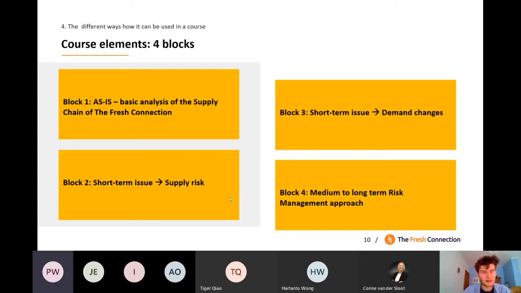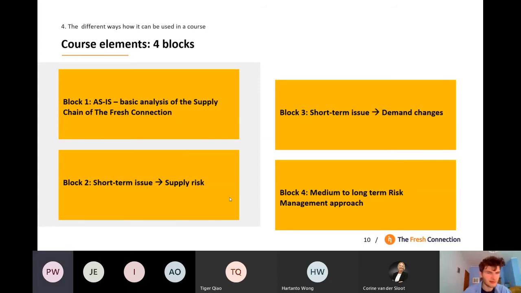Now let us briefly look at the 4 blocks that this teaching case consists of. I think it's quite nice to have this overview, to know that it consists of 4 blocks, because then you can also consider to only use part of the teaching case, so only use block 1 and 4, or only use block 1 and 2, whatever you prefer in your course. So that's completely open to you. The teaching case is designed in a way that professors have the freedom to introduce and implement this teaching case in their course in the way they see it working the best.